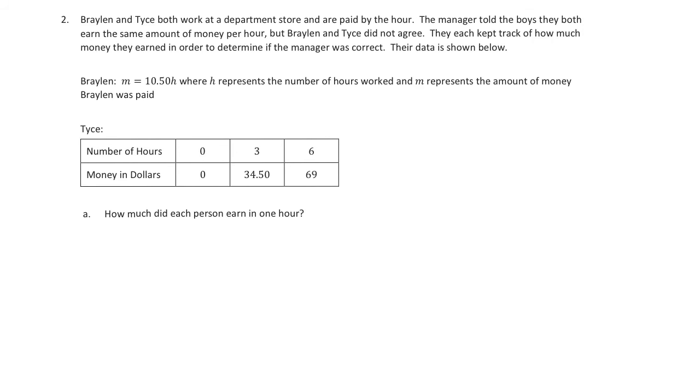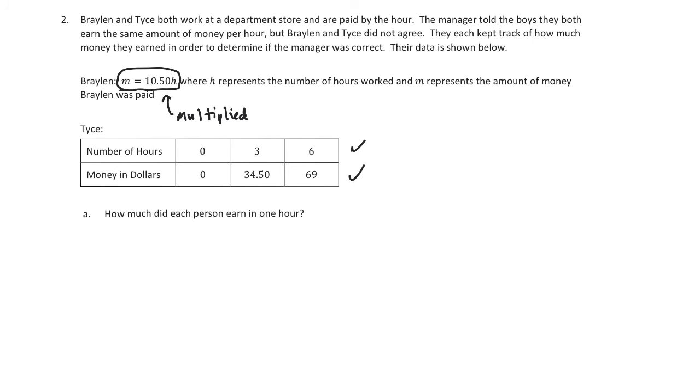So here we go. If we look at this question, Braylon's amount paid is based on the equation right here, okay, M equals 10.50 multiplied by H. Just recall, when you have a number, even a decimal number, next to a variable, that means to multiply. So whatever H is, it's being multiplied by 10.50. And then the other person, Tice, his payment is represented in a table. We've got 0, 3, 6, and that's the time. And this is his money paid for each time slot.